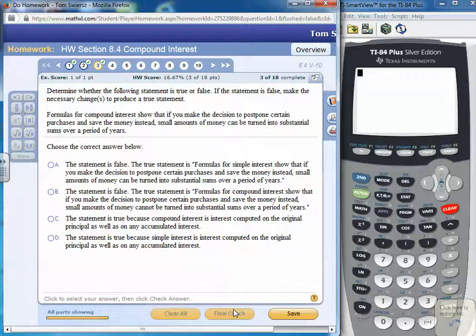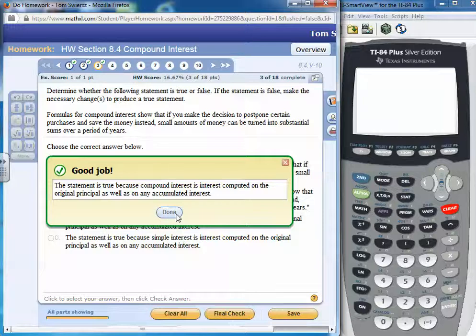Okay, determine whether the following statement is true or false. If the statement is false, make the necessary changes to produce a true statement. The formulas for compound interest show that if you make the decision to postpone certain purchases and save the money instead, small amounts of money can be turned into substantial sums over a period of years. That is definitely a true statement because compound interest is interest computed on the original principal as well as the accumulated interest. So you make interest on interest, so it can grow to large sums after a substantial time period.